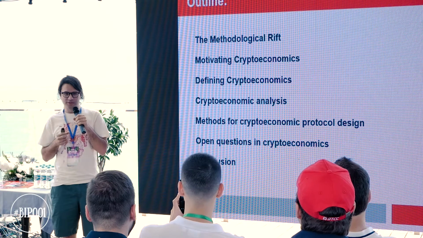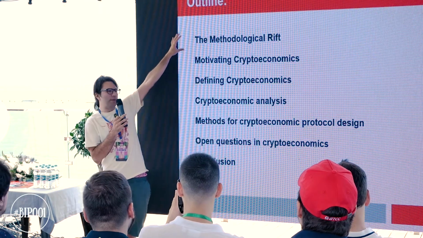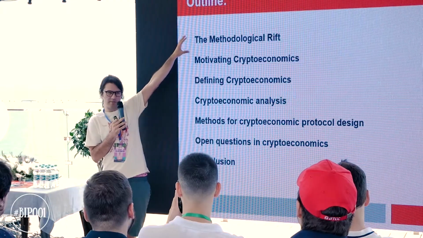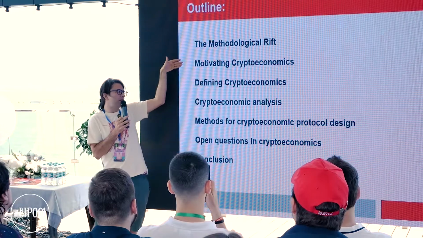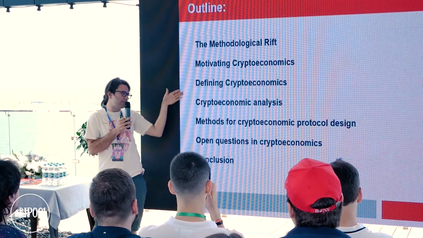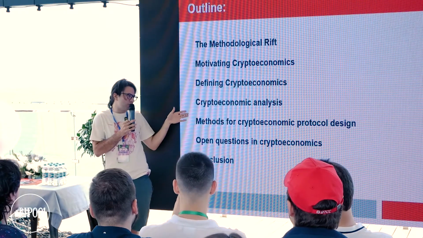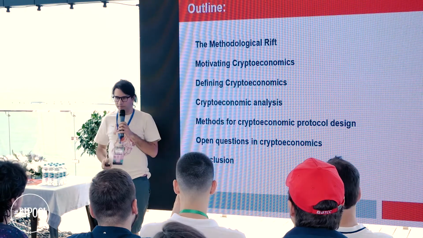So here's kind of the outline. I'm going to talk about this methodological rift in the cryptocurrency space between people who regard it as a distributed systems problem and people who just regard it as an economic problem. And then motivate the idea that we should think about it in economic terms, define cryptoeconomics, show some guidelines for how to do analysis, show some of the best methods that we have, some open questions, and then I'll just wrap it up.